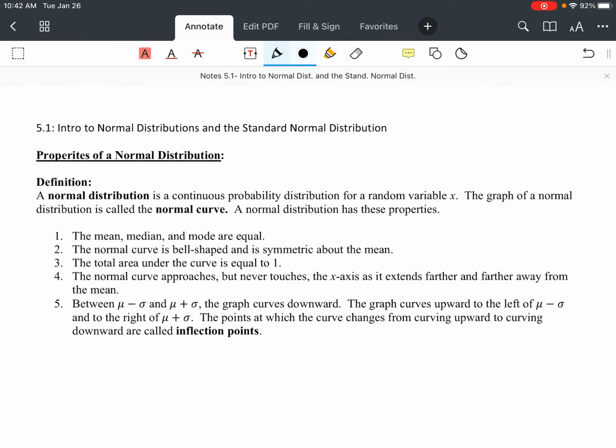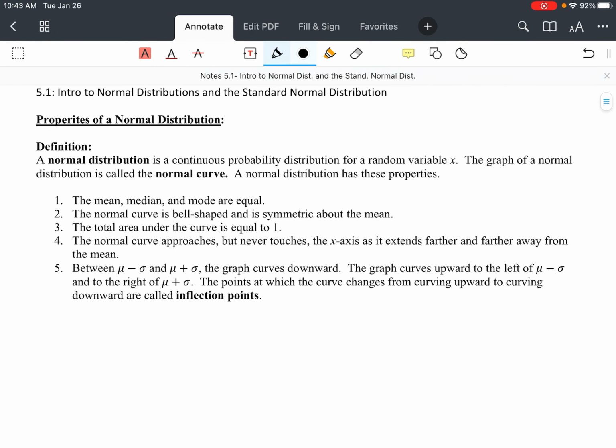All right, so in this section, we're going to be talking about normal distributions and standard normal distributions. Specifically, we're just going to introduce the topic today, and then we'll go further and further into it as we go. This is eventually going to lead into testing hypotheses and being able to look at studies and determine the validity of those studies.